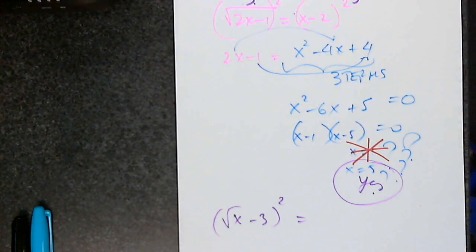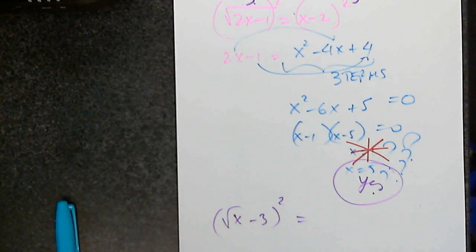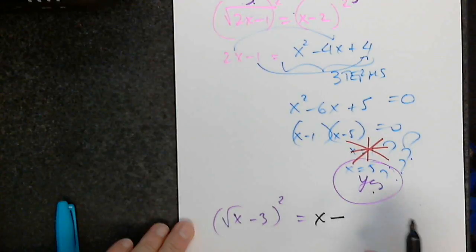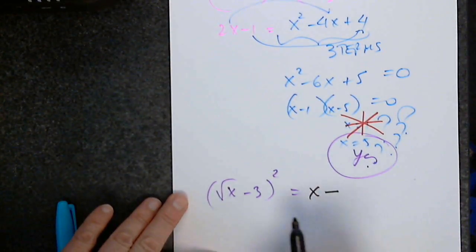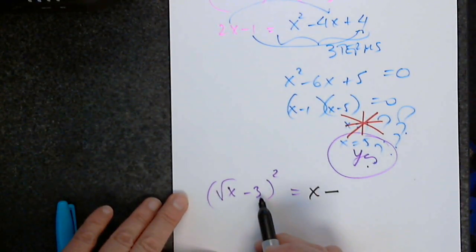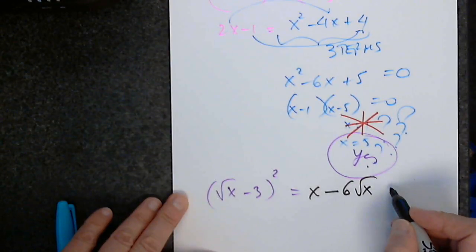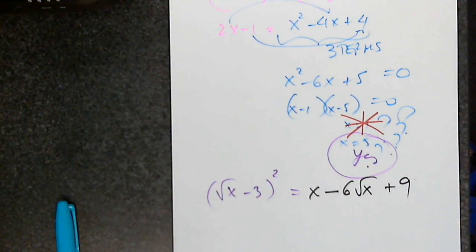Good. So, how do I square this? How many terms do I get? Yes. Negative 2 square root of 6 square root. Very good. Perfect. Anything else you think from this chapter?